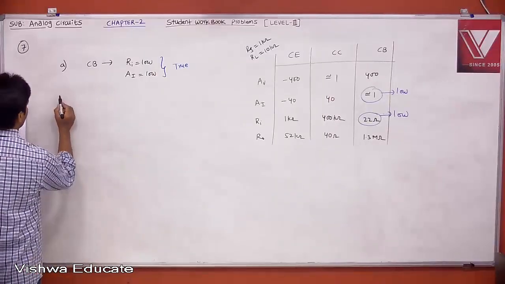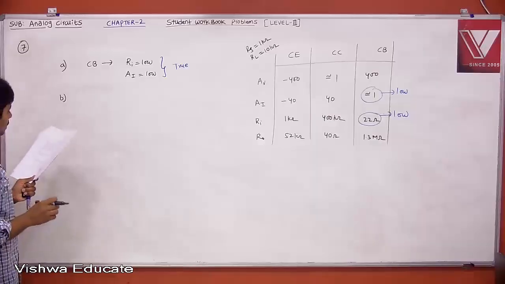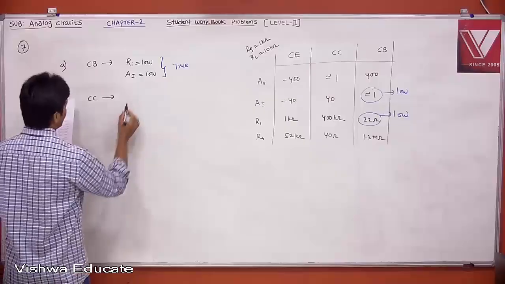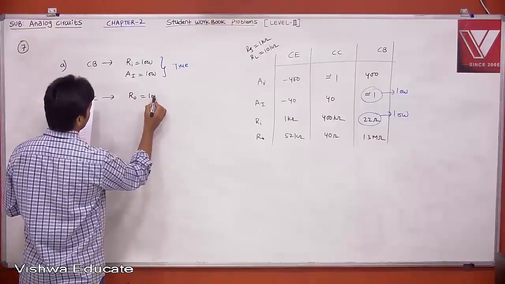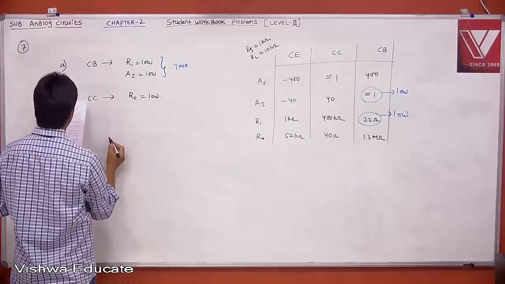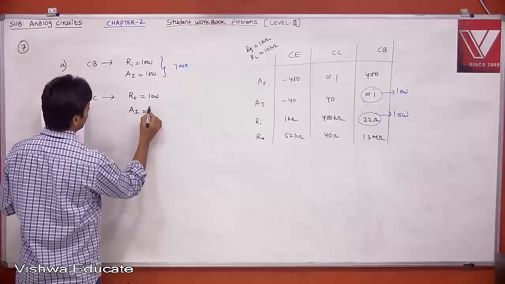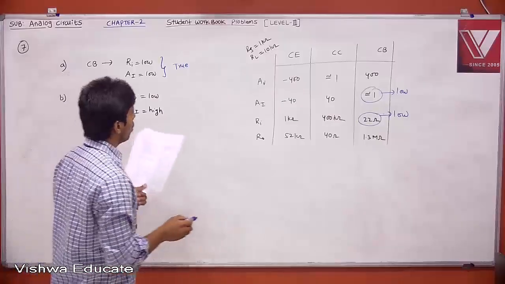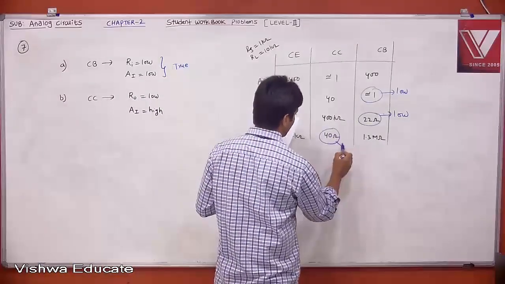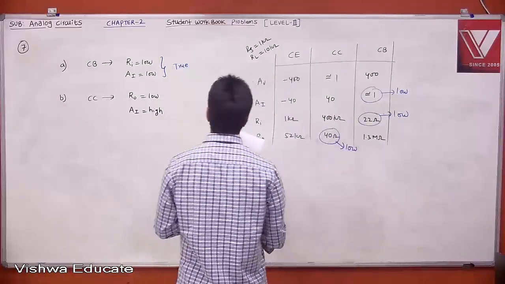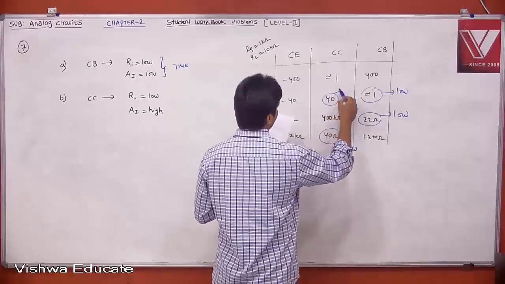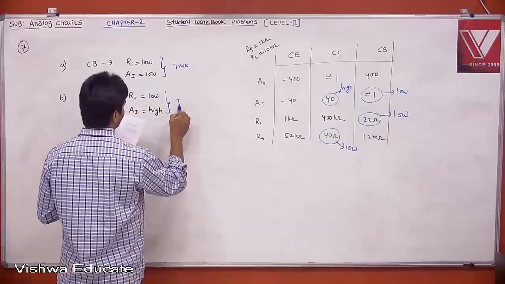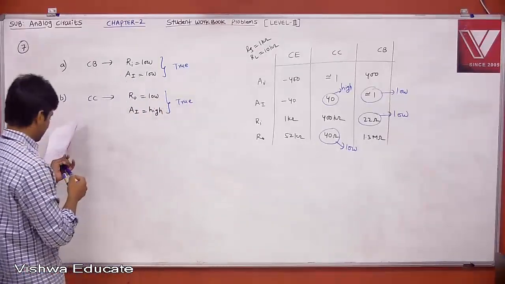Let's see option B. What is option B? CC amplifier has low output impedance. Your R0 is low and high current gain. Is it true? Your R0 is low. Yeah, this is low. And your current gain is high. Yes, this is high. Therefore, this is true. All are true. Let's see.